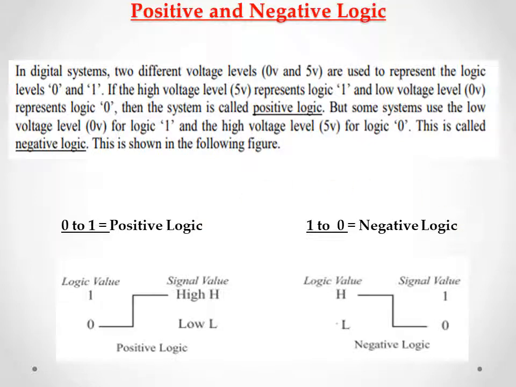Positive logic means a 0 to 1 transition. That is shown in the figure as a 0 to 1 instant. This is called positive logic. And a 1 to 0 triggering instant, that is, the waveform going from level 1 to level 0, this instant is called negative logic.